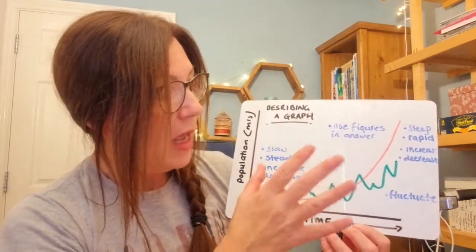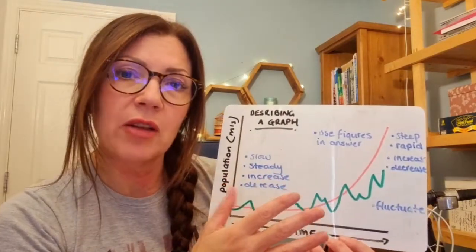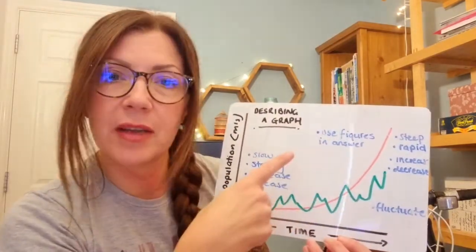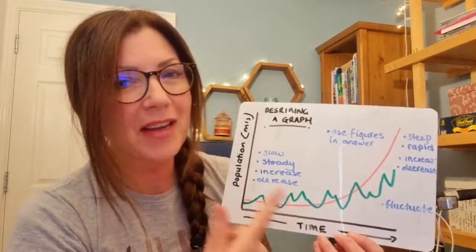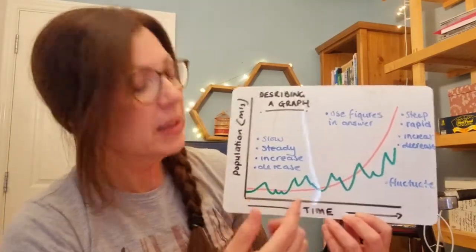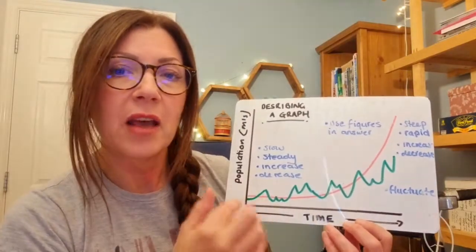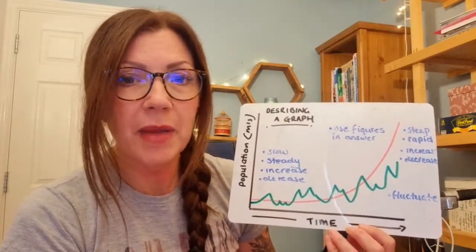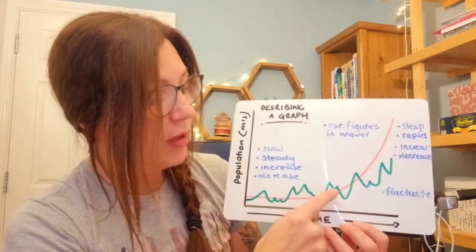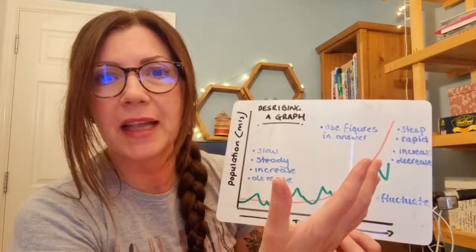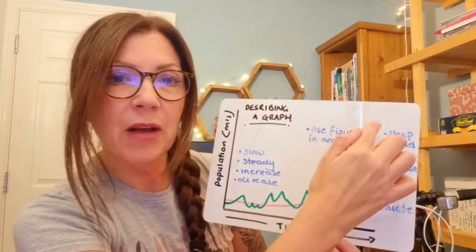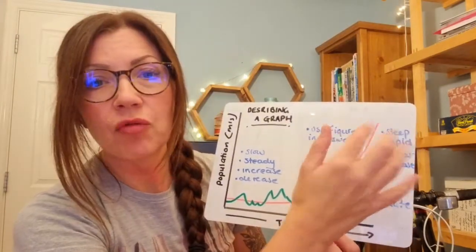Now, if we are describing the graph, we need to use figures in our answer. This particular graph hasn't got any figures on it, but any graph that you had would. So you need to be saying that in the 1800s, there were just over 1 billion people. By the time we got to 1920, there was a rapid increase and it went from 1.3 billion, let's say, up to what it is now, about 7 billion and rising.